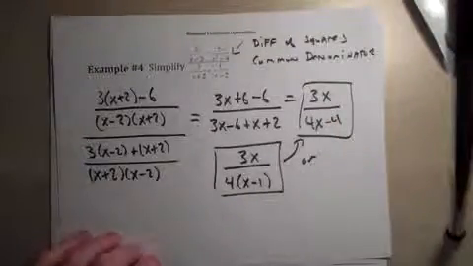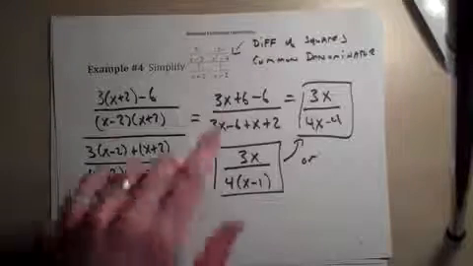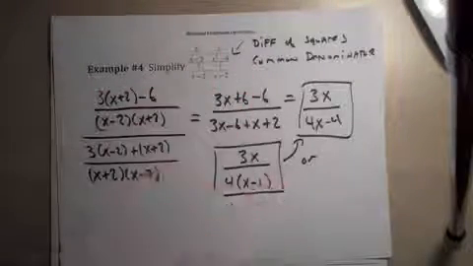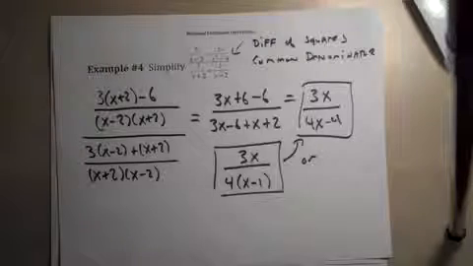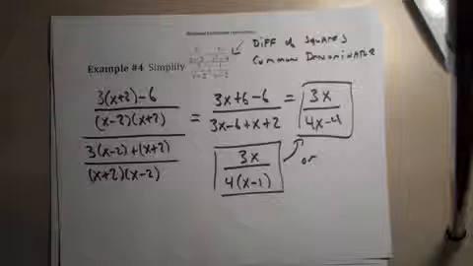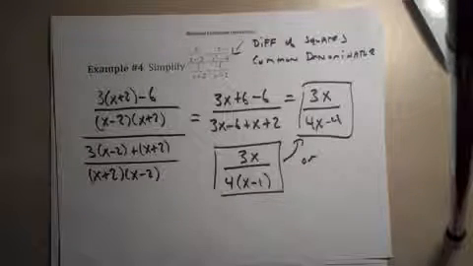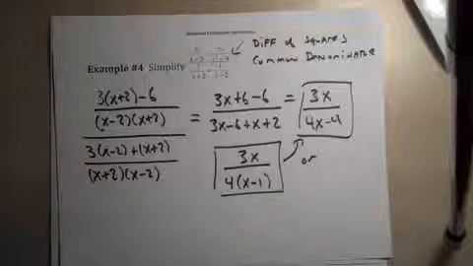Alright? Key thing there is noticing this difference of squares and getting common denominators. That's example 4. We got one left. Remember, you can pause the video at any time. Rewind.